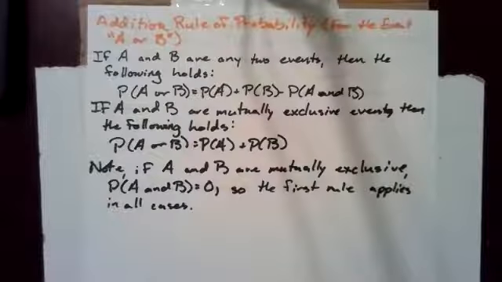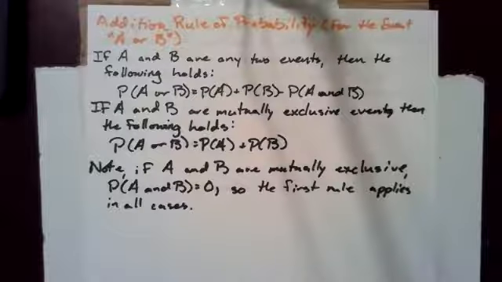Here are the addition rules of probability for the event A or B. If A and B are any two events, then the following holds. The probability of A or B equals P of A plus P of B minus P of A and B. That is the probability of event A plus the probability of event B minus the probability of items that satisfy both A and B.